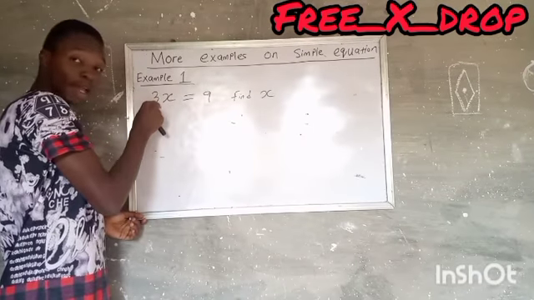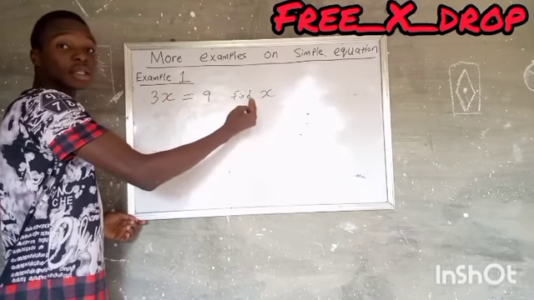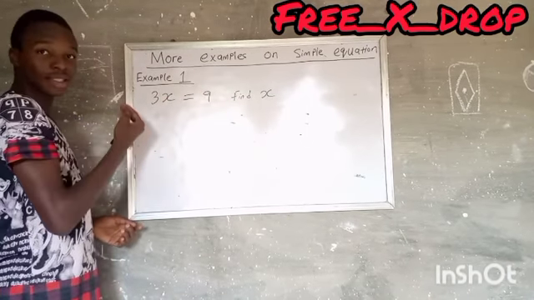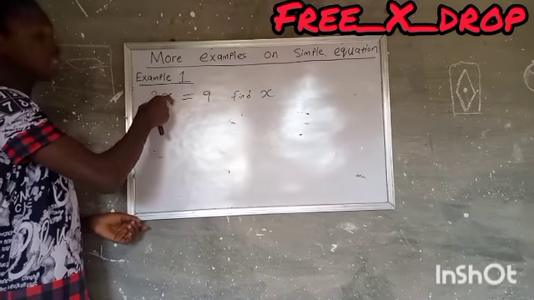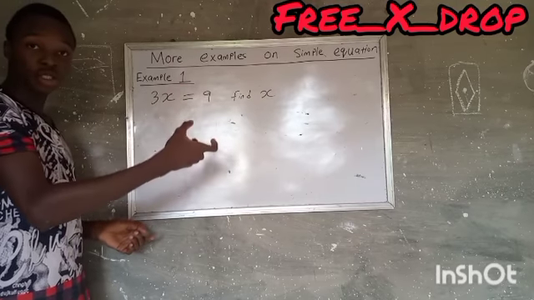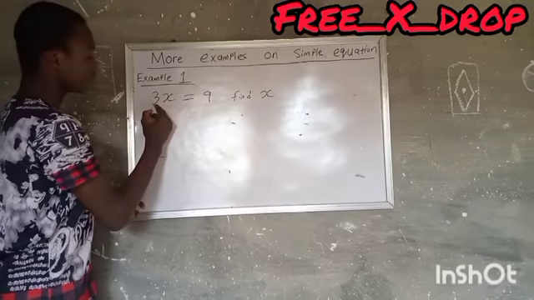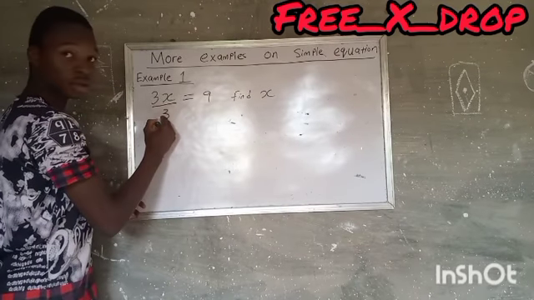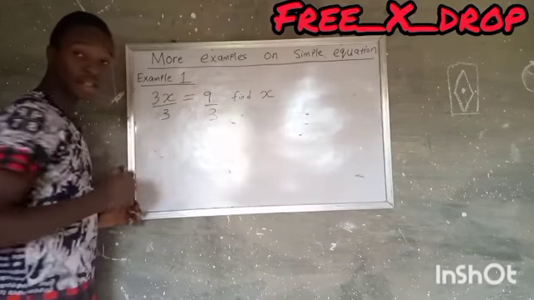This number here has to meet this number, so all the numbers will be on one side, and all the letters will be on one side. So now this is what we'll do. Since they are multiplying, we'll use division, the opposite, to move this 3 here. So we simply divide here by 3 and divide the opposite side by 3.